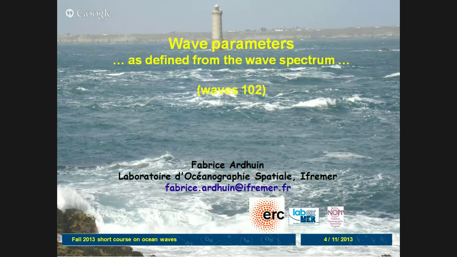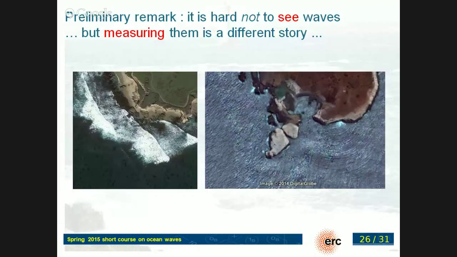the actual wave parameters that you define, or you can define from the wave spectrum. And really, these are the kind of parameters that you will work with this afternoon. And of course, my first message, and this is just keeping with this buoy story that the buoy doesn't quite measure the spectrum, is that of course it's very easy to see the waves, and you can take any Google Earth image, beautiful waves, but measuring them is a bit more of a challenge.